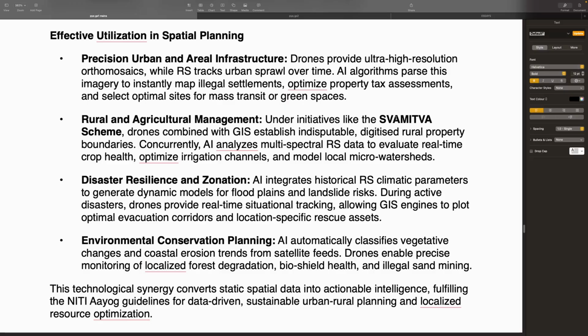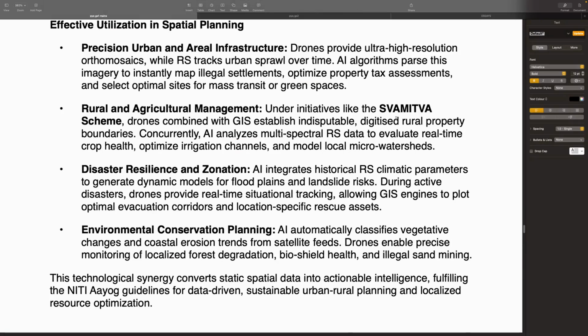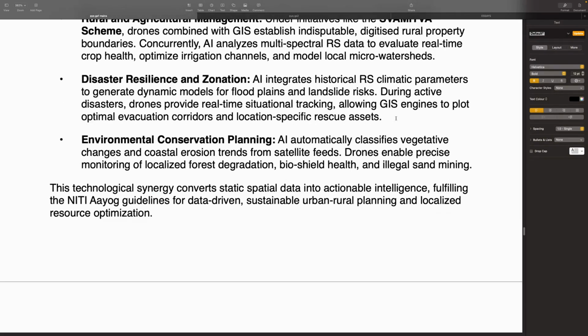AI automatically classifies vegetative changes and coastal erosion trends from satellite feeds. Drones enable precise monitoring of localized forest degradation, bioshield health, and illegal sand mining. This technology synergy converts static spatial data into actionable intelligence, fulfilling the NITI Aayog guidelines for data-driven, sustainable urban-rural planning and localized resource optimization.